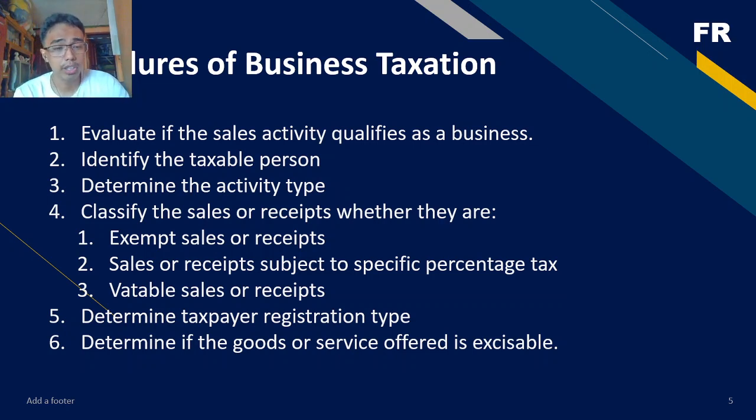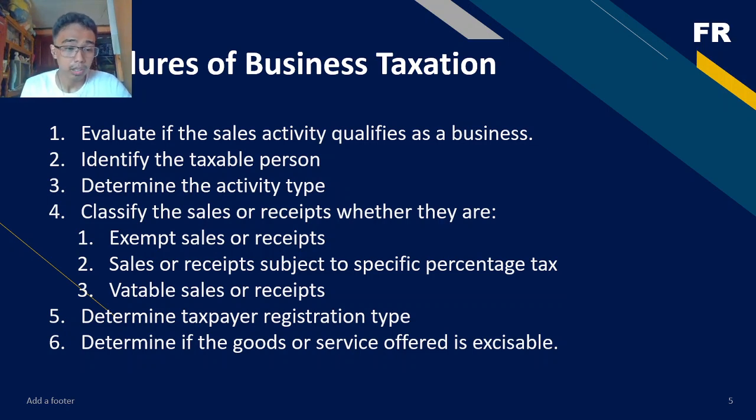Next, determine the activity type. Okay, so we need to determine whether the activity of the business is selling of goods or selling of services. If the activity of the business is to sell goods, then we need to determine the sales. Kapag naman ang activity ng business is to sell services, then kailangan natin i-determine yung receipts. Okay? So magkaiba yung sales and receipts. Yung sales, yung nabenta ng business. While yung receipt, yung na-bill ng business para sa services.